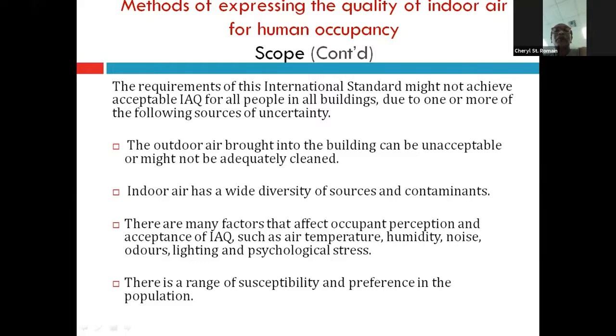The outdoor air brought into the building can be unacceptable or might not be adequately cleaned. That's very important. Indoor air has a wide diversity of sources and contaminants. There are many factors that affect occupant perception and acceptance of IAQ, such as air temperature, humidity, noise, odors, lighting, and psychological stress. There is a range of susceptibility and preference in the population.